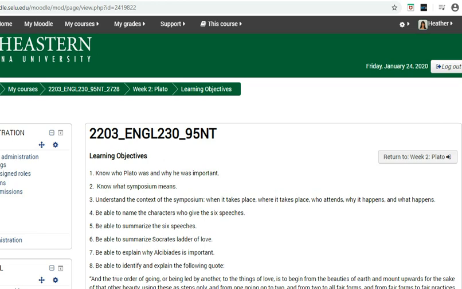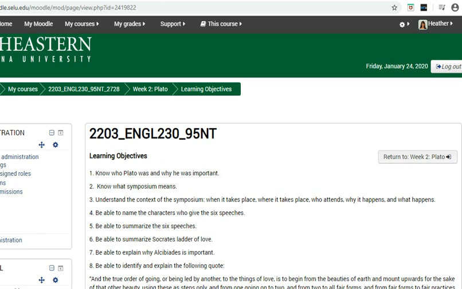So the next thing you need to make note of are who are the people that give the 6 speeches. So make sure you write down the names of all the characters. And then as they give their speeches, make sure you summarize each of the 6 speeches. The speeches are important, probably the most important part of this text. They're the body of this text, so make sure you focus on the speeches themselves.